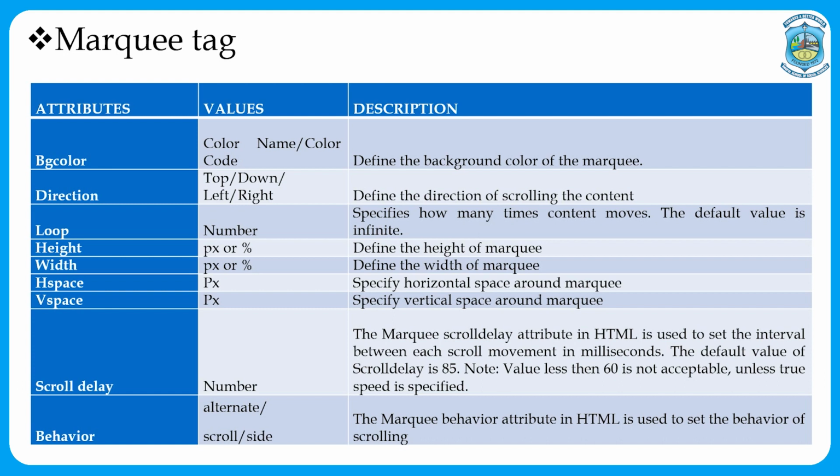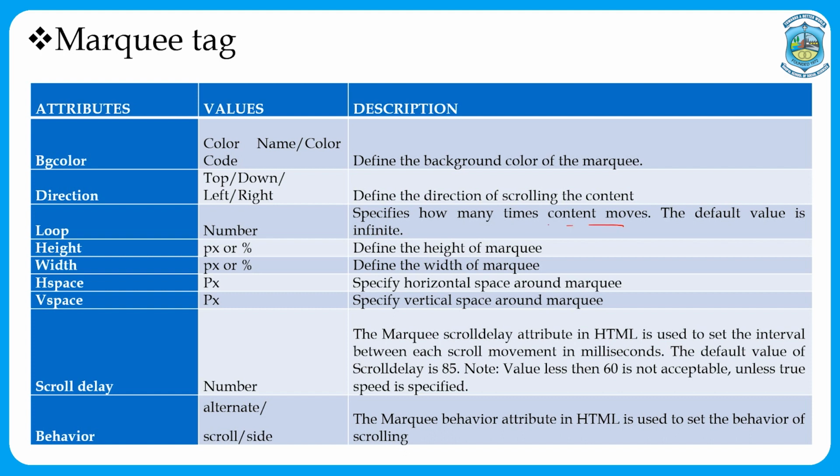BG color, as you know, if you want to have the background color for the marquee area, you can give a color name or color code to that. Direction has four types of values: top, down, left and right. It defines the direction of scrolling of the content.